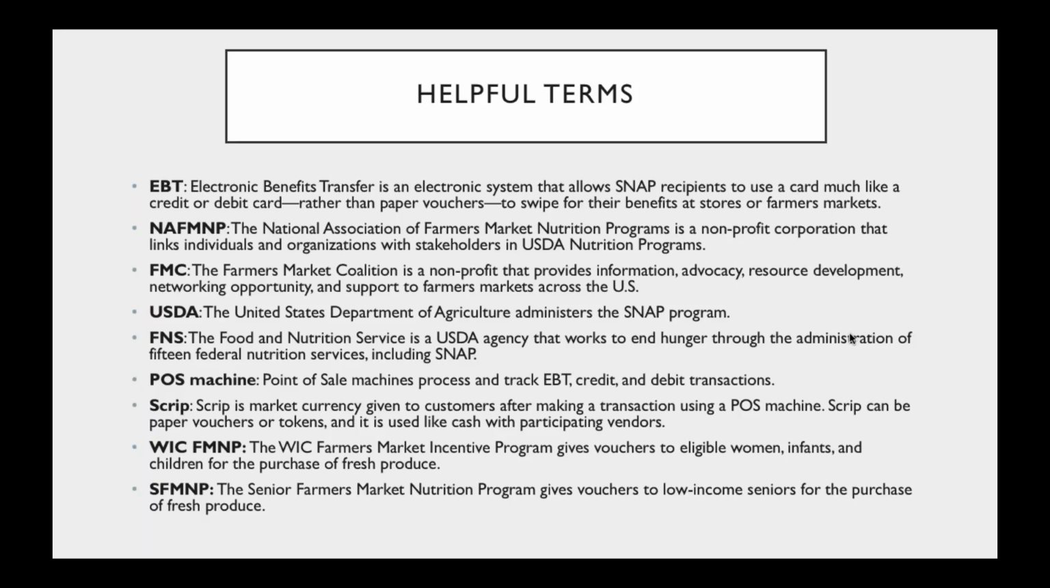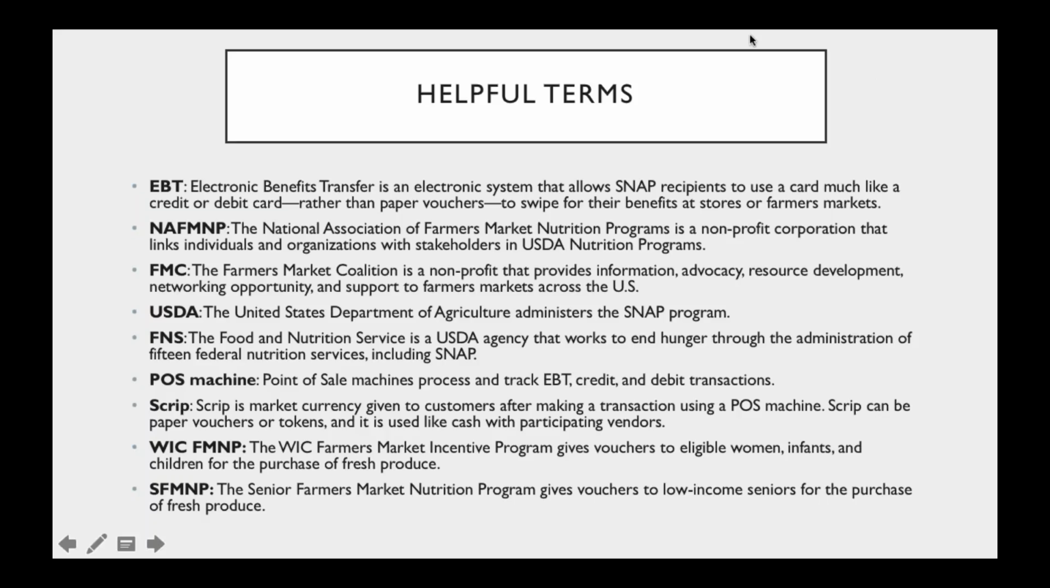The USDA, as many of you probably know, is the United States Department of Agriculture, and the USDA administers the SNAP program. The FNS, the Food and Nutrition Service, is a USDA agency that administers many different federal nutrition services, one of which is SNAP, and SNAP, as I mentioned earlier, is the largest of these services. A POS machine, which I will bring up again later, is a point of sale machine, and that's what allows EBT cards to be processed at places like farmers markets.